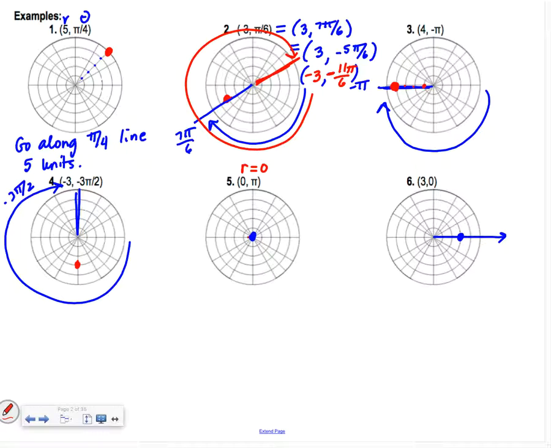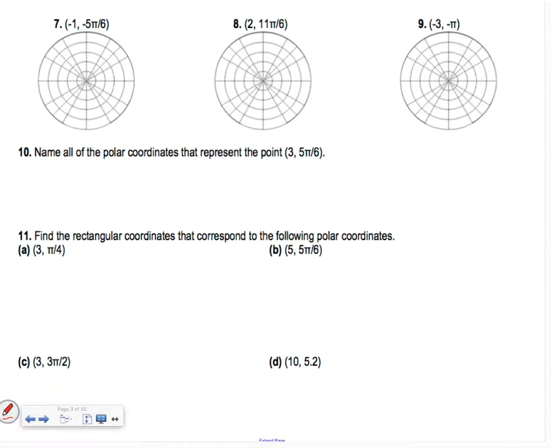So there's always 4 ways to write any polar coordinate. Okay, annoying, isn't it? I always like when they're just positive. It's much more straightforward. All right, so maybe see if you can do 7, 8, and 9. So look at your paper, try to do 7, 8, and 9.